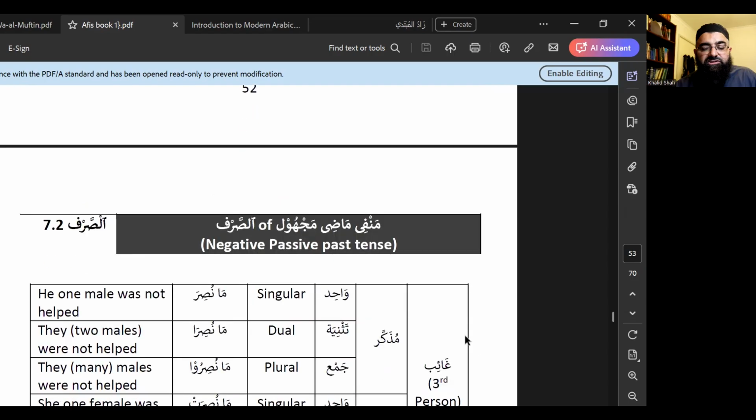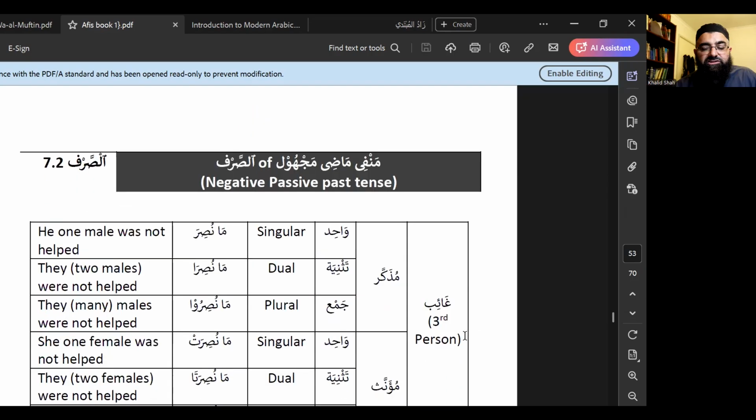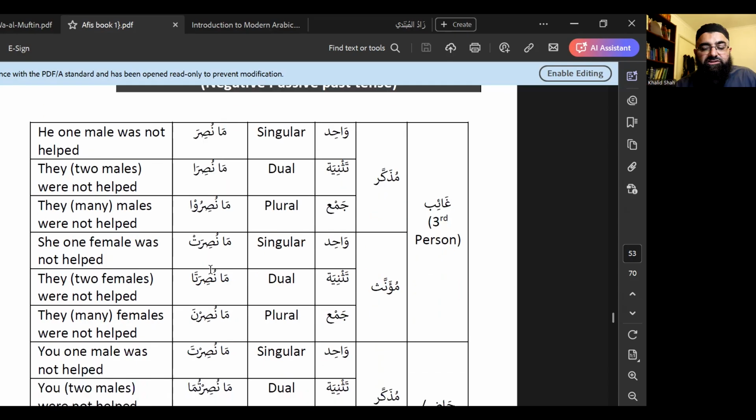As for the table, what we're adding today is similar to Nasara, and then there was Ma Nasara. So Nusira also has a negative, Ma Nusira. Simply putting a Ma at the start makes it negative. I won't go through all the detail because we explained that last time. It's exactly the same; the only difference is there's a Ma at the start. Ma Nusira, Ma Nusira, Ma Nusiru. So Ma Nusira, he, one male, was not helped. Ma Nusira, those two males were not helped.